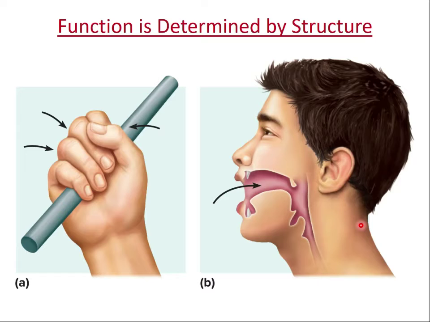So, as I discussed, function is determined by structure. If you have a structure that is like a solid rock, it will have a certain function. If you have something like a mouth or an oral cavity, that will determine what function it will perform.